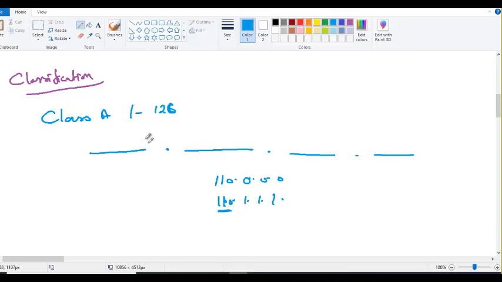Why? You see the first octet. It is between 1 and 126. Class A. In Class A, the first octet is the network. All the remaining 3 octets are host.